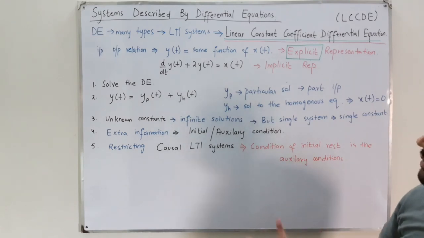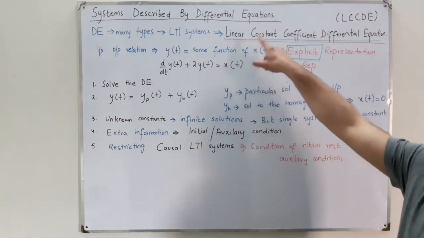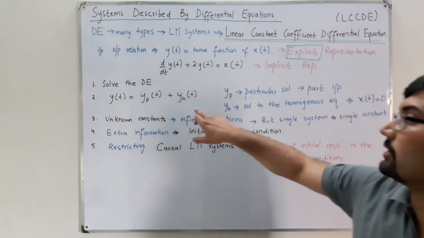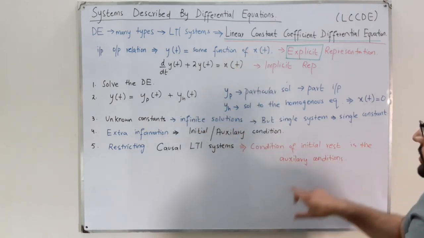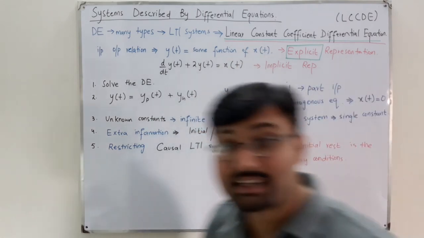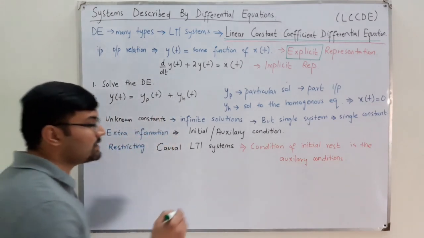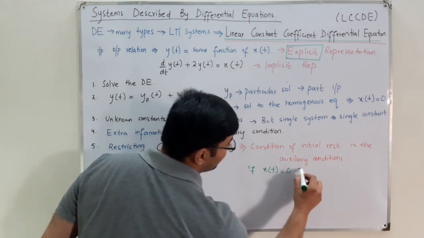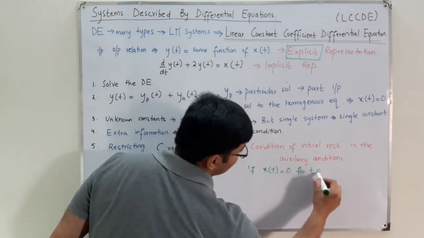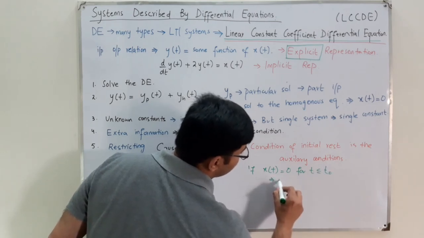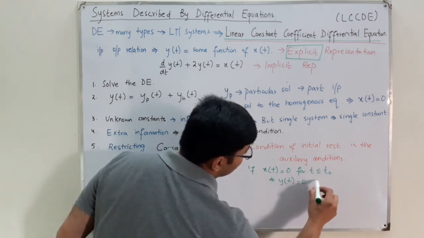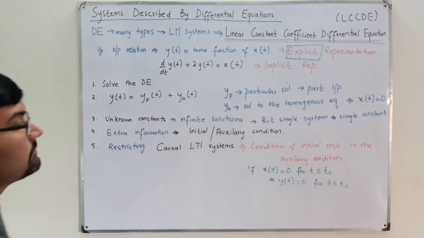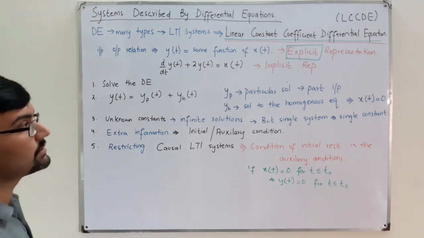So now we would be seeing a causal LTI system described by a linear constant coefficient differential equation. You would find a particular solution and a homogeneous solution. To find the unknown constant, you would use the condition of initial rest. What is the condition of initial rest? If x of t is equal to 0 for t less than or equal to t naught, this implies that y of t would be equal to 0 for t less than or equal to t naught. Fine. So this is a general introduction to this topic.